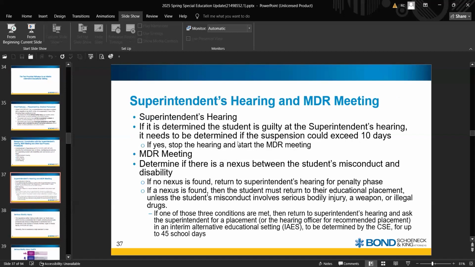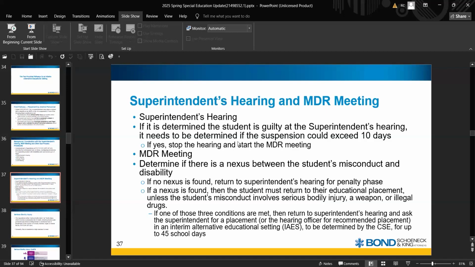We all know this is just a quick review. If it's determined that the student is guilty at the superintendent's hearing, it needs to be determined if the suspension could exceed 10 days. Generally at the superintendent's hearing, they'll ask the district, if the student's found guilty, what penalty are we seeking? Usually, if we're at a superintendent's hearing, it's a pretty serious violation of the code of conduct, so likely we're going to be looking for more than 10 days.